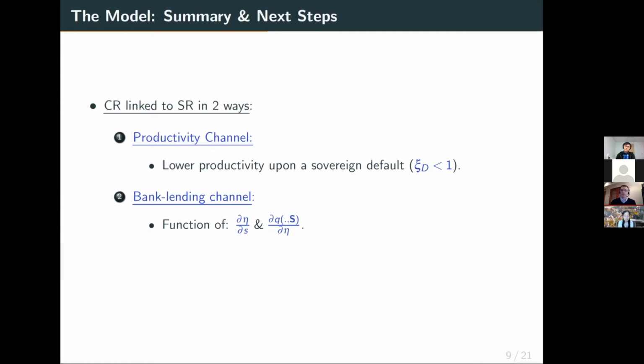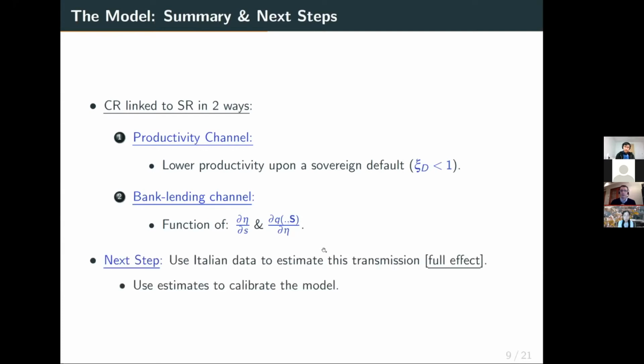of the bank, okay? So what I'm going to do next, this is the next step, I'm going to use Italian data in order to estimate this transmission from sovereign to corporate risk. And I'm going to estimate the full effect, meaning both the bank lending channel and also this type of reduced form channel that I have. And I'm going to use those estimates to calibrate my model, okay?